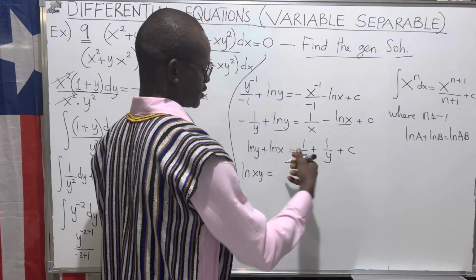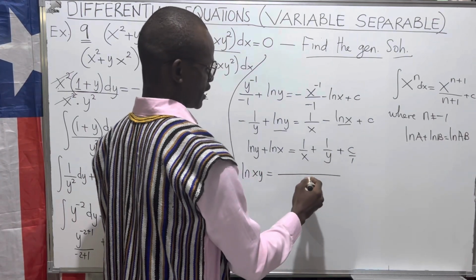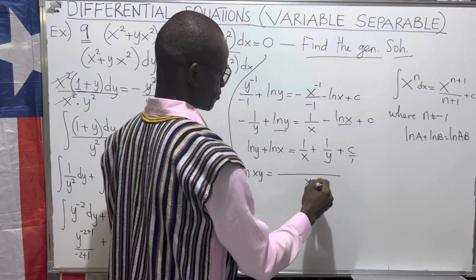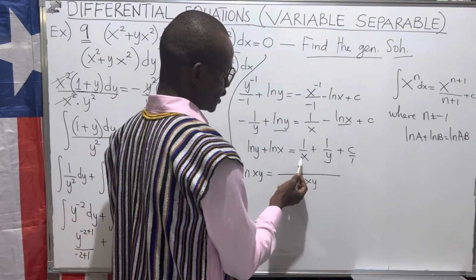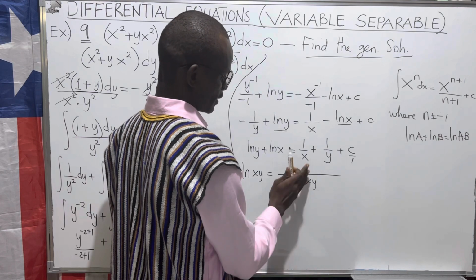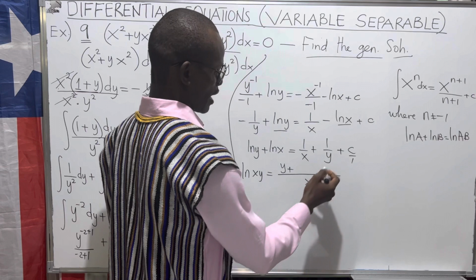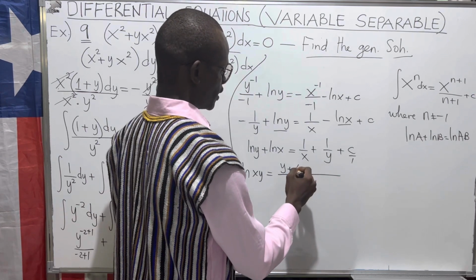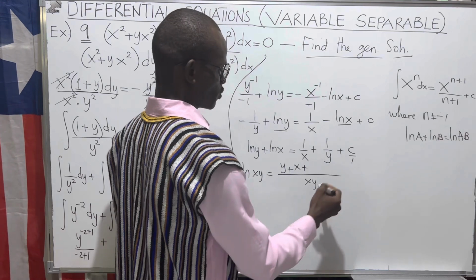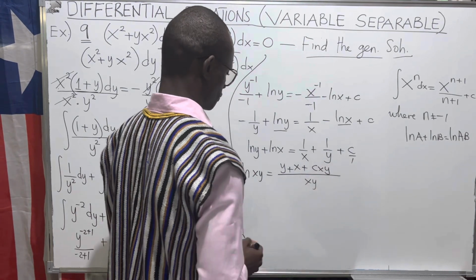So we can even think of finding the LCD for the three of them. You just have the LCD to be x and y. So we have our x going to xy, x and x cancel, you are left with y. So this is y plus y goes into this, y and y cancel, you are left with x. So it's just x plus 1 going to this is just cxy.